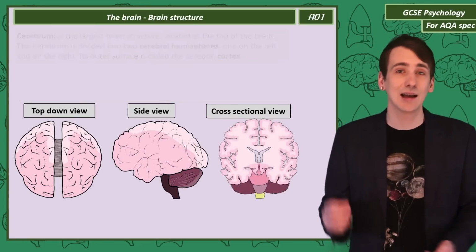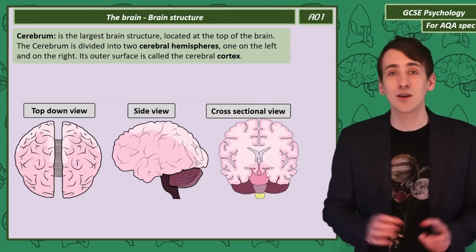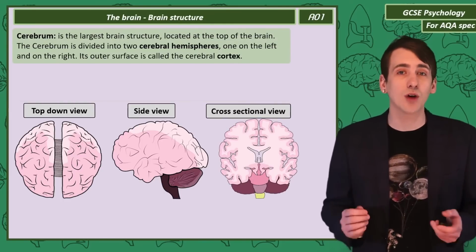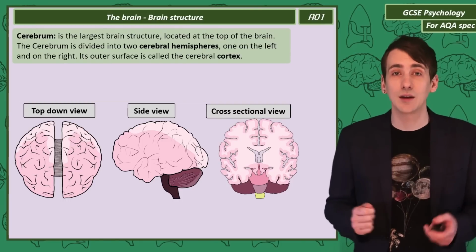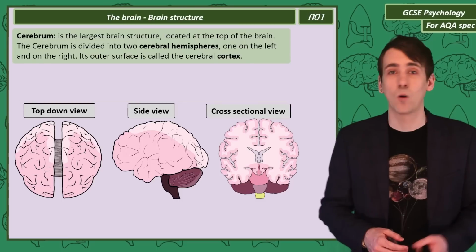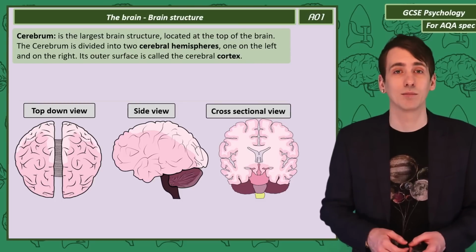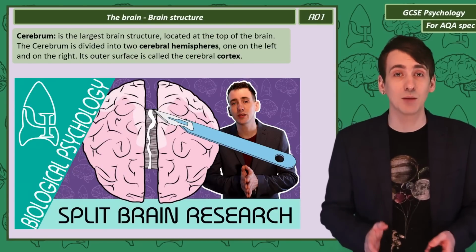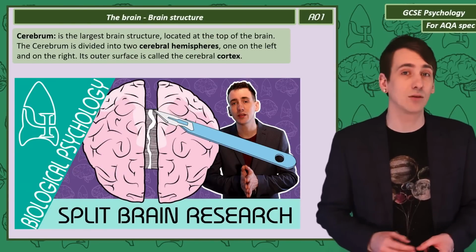Most of what you can see in the light pink on the side view of the brain is the largest brain structure, the cerebellum. It's at the top of the brain, and what's obvious from the top-down view is the brain is split into two halves, called the cerebral hemispheres, one on the left and one on the right. If you're interested in what would happen if we cut the connection between the hemispheres, you can check out my A-level video on just that.